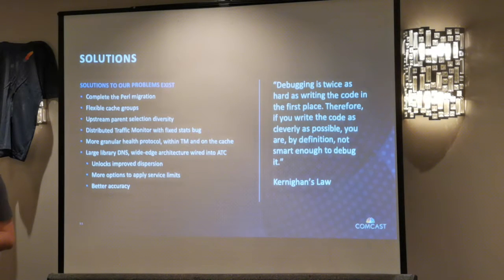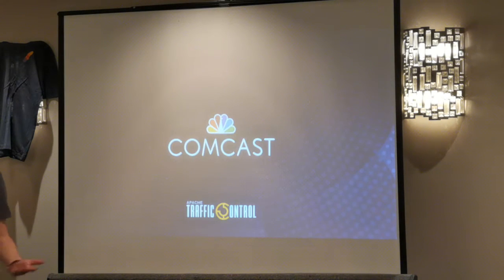There's another similar diversity problem with parent selection upstream, which is something that I'll be working with John Rushford on to fix. Distributed Traffic Monitor with the more granular health protocol, which incorporates much more detail when looking at the host than just load average and NIC throughput. The large library DNS architecture: we've got the ATS side, we just need the ATC side, and that's all I got. Any questions?